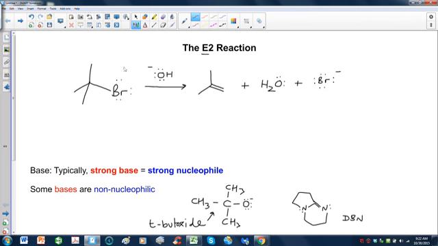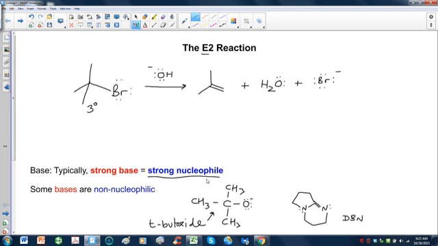So what I want to go through is just the basics of the E2 reaction. We'll do some comparisons with SN2. I'm going to have a separate video showing how you can predict products that are either going to be E2 or SN2. So here's an example of an E2 reaction. We have a tertiary alkyl halide, and this guy is hydroxide. Now you guys have seen that before.